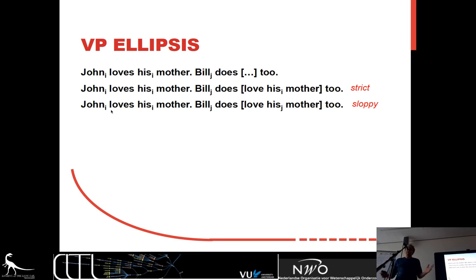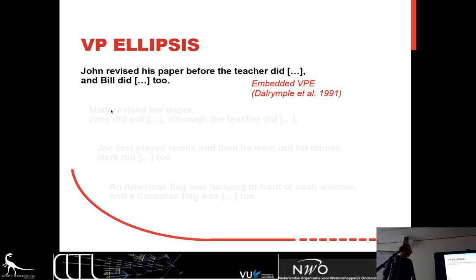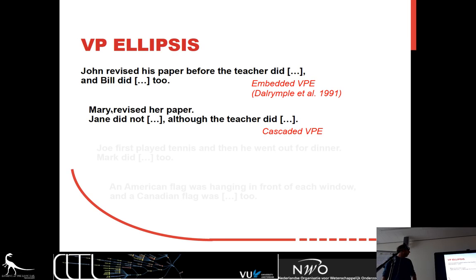So what we did is we made computer programs that could calculate these interpretations automatically. The first one is called the strict reading, and the second one is called the sloppy reading. And a lot of people were working on it. I loved it. It was my first true love in computational linguistics. I read all the papers that were published on VP ellipsis, right? And the linguists were very creative. They came up with examples, and you thought, wow. John revised his paper before the teacher did, and Bill did too. Five interpretations, really, five different interpretations. Mary revised her paper, Jane did not, although the teacher did. It's called cascaded VPE. I don't remember who came up with that.